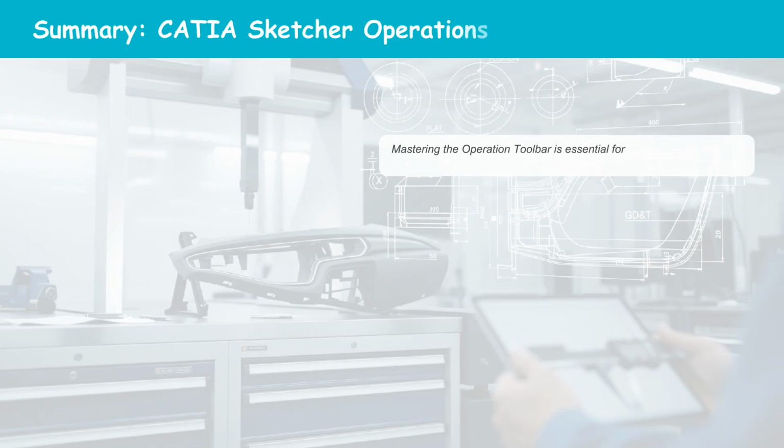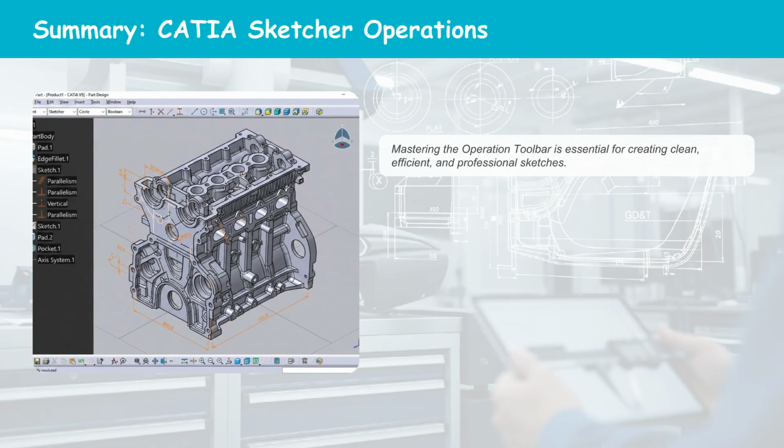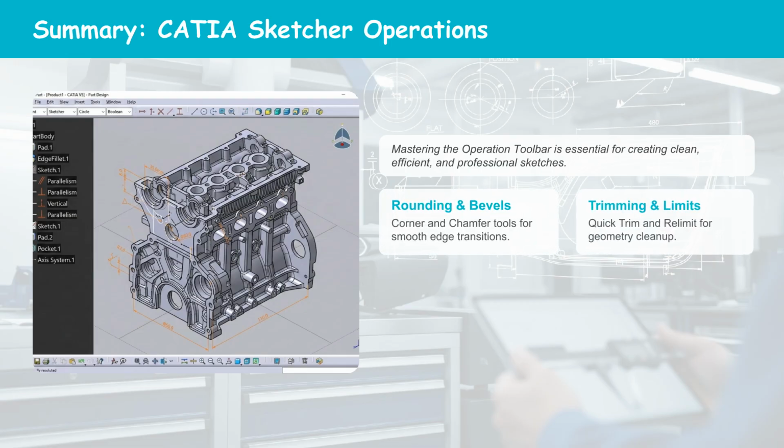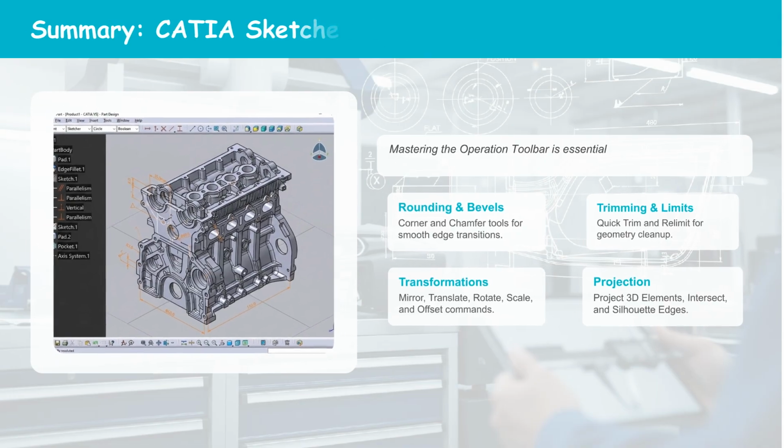So in today's episode, we learned the complete Operation Toolbar in CATIA Sketcher. We covered corner, chamfer, quick trim, relimit, transformation tools, projection commands, axis and positioning tools. These commands are essential for creating clean, efficient, and professional sketches in CATIA. Practice each command along with me, and you'll become much faster in Sketcher.